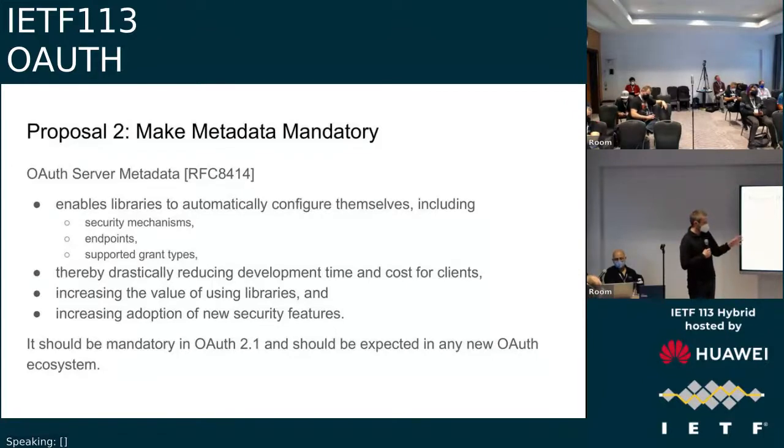That reduces development time and costs, and it also increases the value of using libraries, because if you have that and you can just throw a library on it, there's no incentive to write the OAuth flow yourself. And hopefully the libraries can then also automatically adopt new OAuth security features. Therefore, I propose that this becomes mandatory in OAuth 2.1 and also generally that we expect this from modern OAuth implementations.